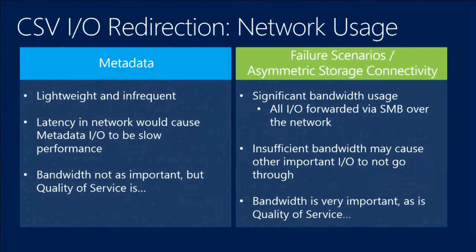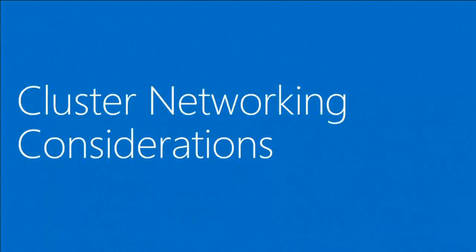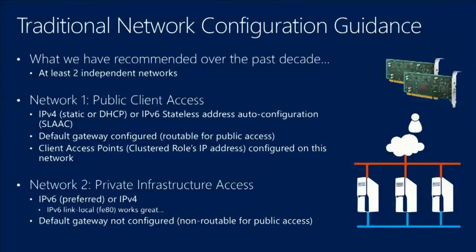So we talked about the two types, the metadata as well as the actual I/O. For metadata, the bandwidth is not important, but for the I/O being sent over the wire, you have to ensure there is sufficient bandwidth so that your cluster heartbeat traffic or intra-cluster synchronization traffic can still go through on those networks. So with that, let me just jump into the networking considerations.